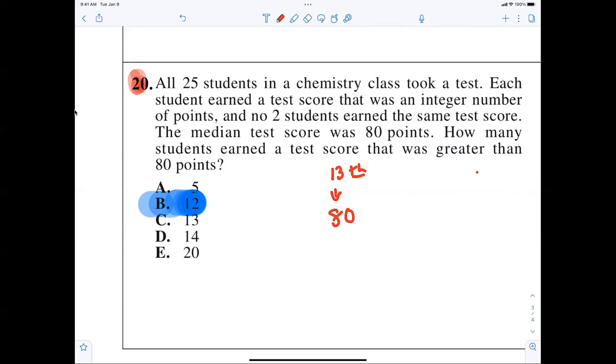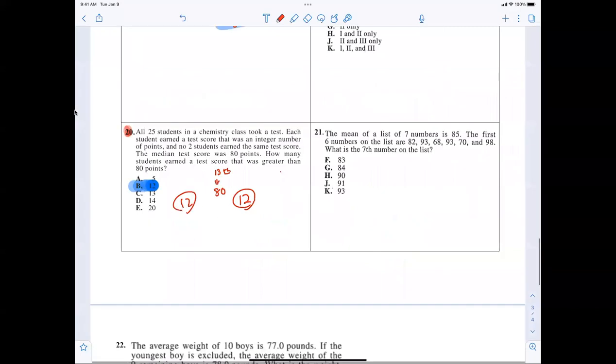Yeah. So how many people scored greater than 80? 12, because there were 12 scores over here and there were 12 scores over there. If you got that one right, kind of pat yourself on the back. That was a nice thinking question.